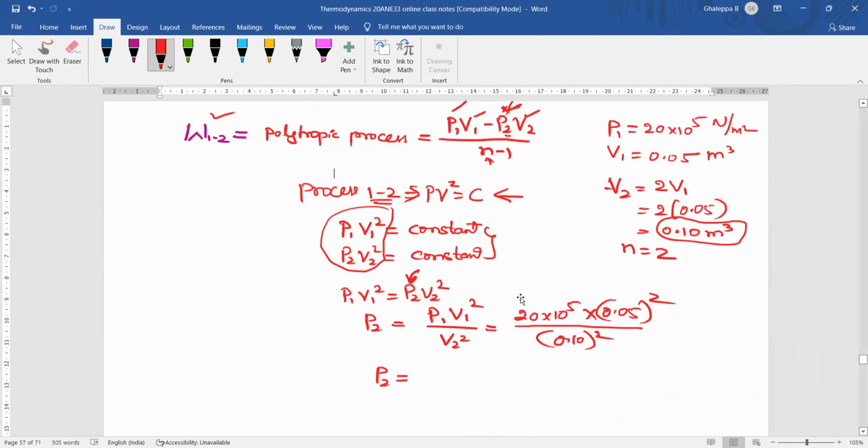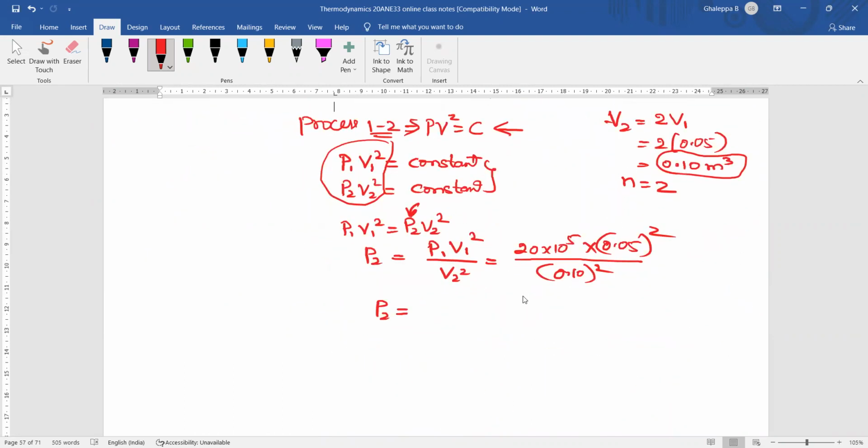Correct? Okay. If you have a calculator with you, please calculate this answer. How much? 5. How much is the value of P1? 20, no? P2 is 5 into 10 to the power of 5, not bar, Newton per meter square.